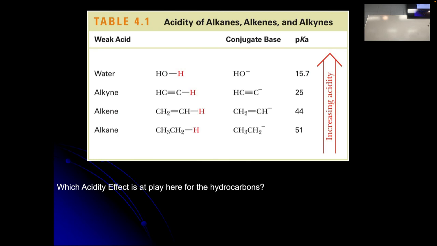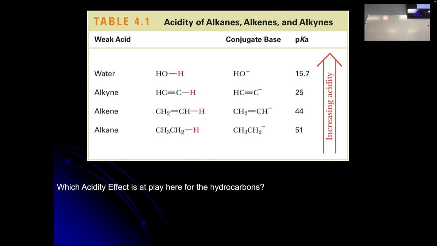And so what you see if you look at hydrocarbons, you'll see that alkanes have a pKa of about 50, 51. They're not acidic at all. Alkenes have a pKa of 44. Alkynes have a pKa of 25. So alkynes are the strongest acids of the hydrocarbons. Only carbon and hydrogen.